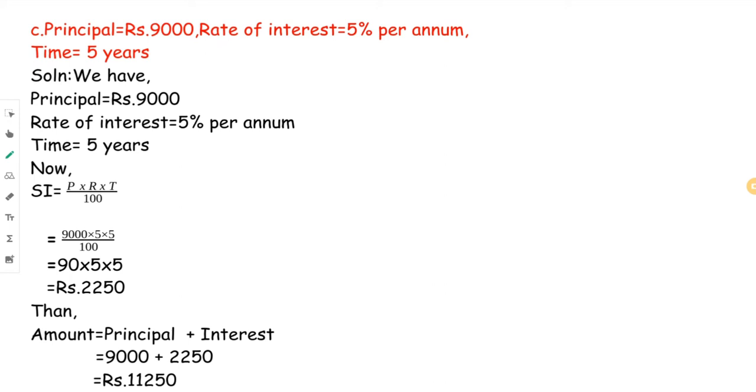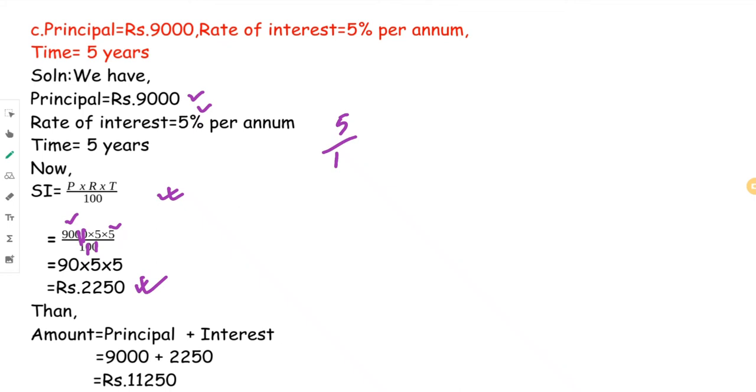Time is 5 years. So now let's first find the SI, or the simple interest. PRT by 100. Principal is 9000. You can already see rate of interest is 5%. So once again, 5% means 5 by 100, right? And then time is again 5, right? So let's start cancelling the zeros. I'm having 90 into 5 into 5. When you multiply, you're going to get 2250, right?